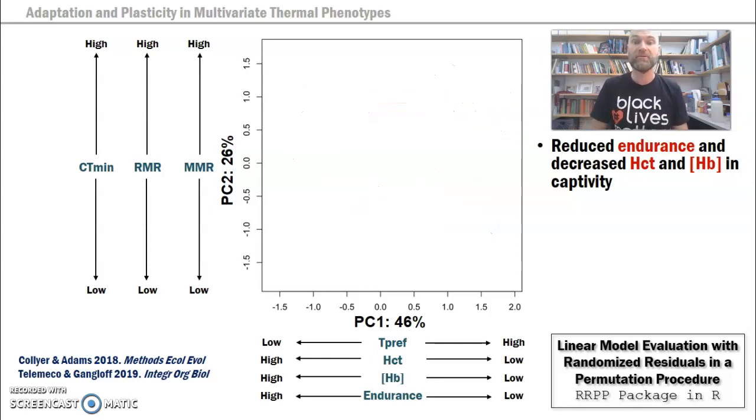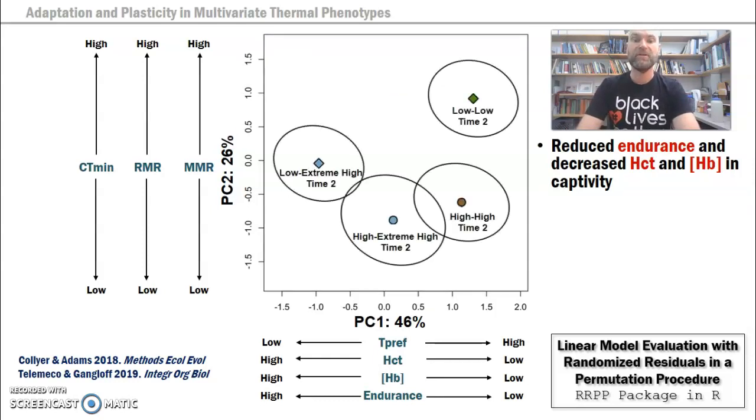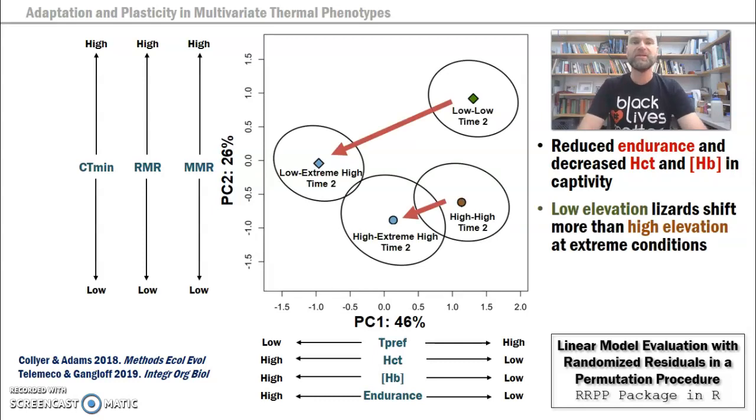Next, I'll show you our results from the second time point, comparing lizards kept at their elevation of origin to those transplanted to extreme high elevation. And here again, we see dramatic shifts in the thermal phenotype. Notice that these shifts again are parallel, and notice that the shift is much more extreme for lizards originating from low elevations. And this is exactly what we would expect. This movement up to extreme high elevation represents a much more dramatic change in the oxygen environment for these lizards, and so we expect that their thermal phenotype changes that much more in response.